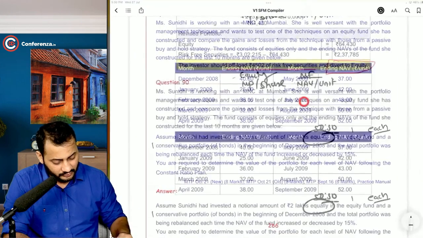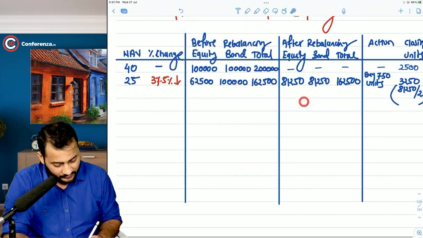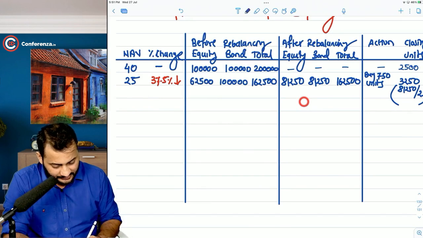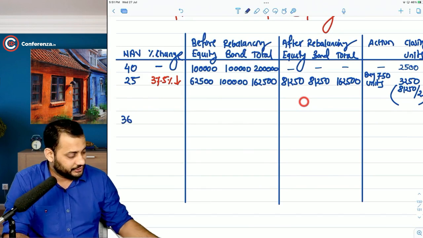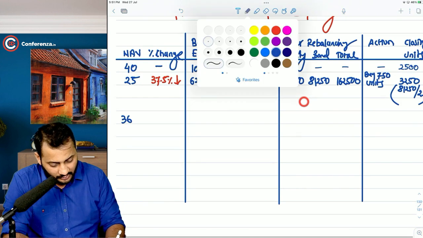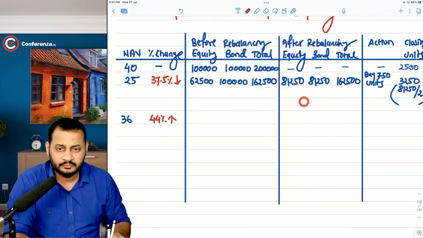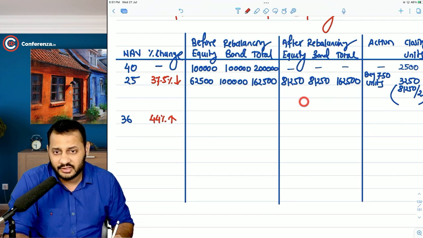Okay, let's try one more. The next price is 36. I will write down here 36. What is the change? 11 rupees? Sir, 36 minus 25 divided by 25. It is around 44% increment. 44% NAV has gone up.